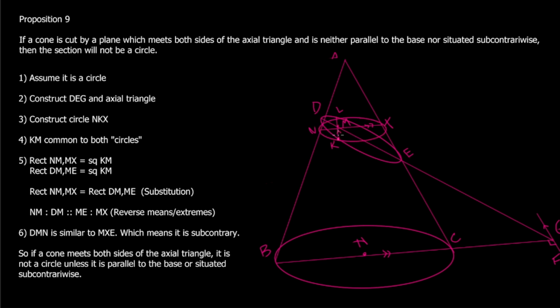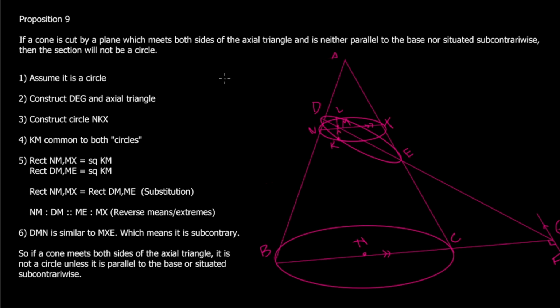Okay, so K and M, this line KML, is common to both circles, supposed circles. On one hand we have the circle LDKE, which was our cutting plane at the start, and on the other hand we have LNKX, which was what we just constructed. And since both of those are circles, they have the property that the rectangle made of the parts of the diameter cut off by something perpendicular to it is equal to the square on the side cutting the diameter.